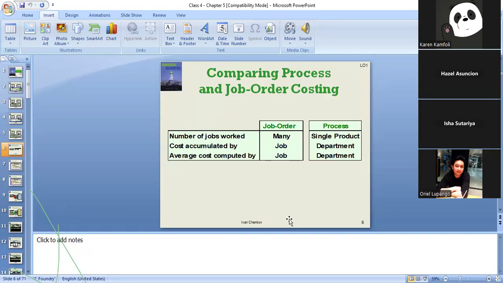What will be the average cost? Average cost will be by department. So we're going to take the total cost divided by the number of units, and we're going to come up with the cost per unit. In job order costing, we're going to find the cost for every single order that we can have from our customers.